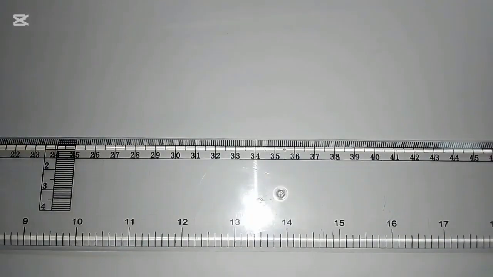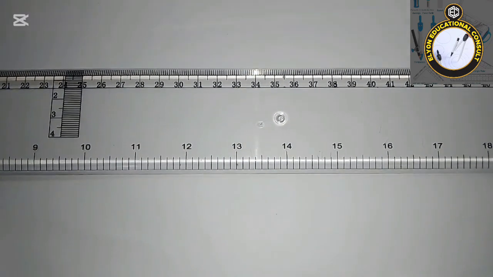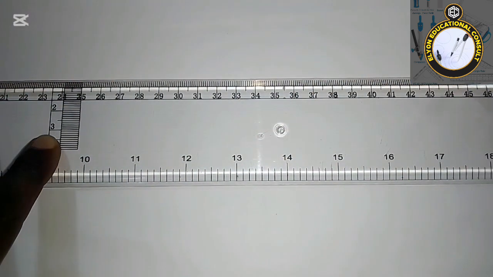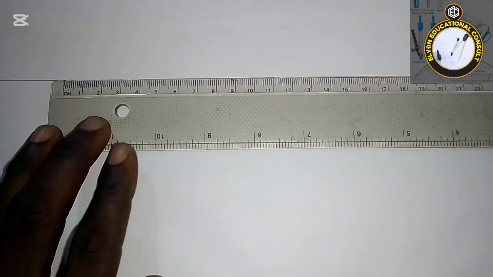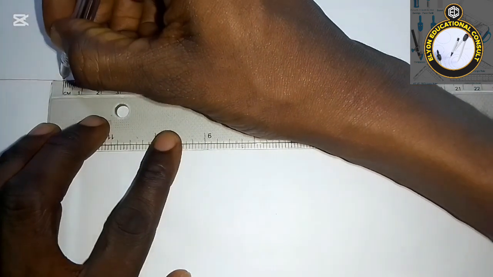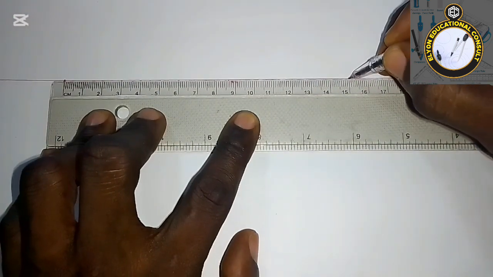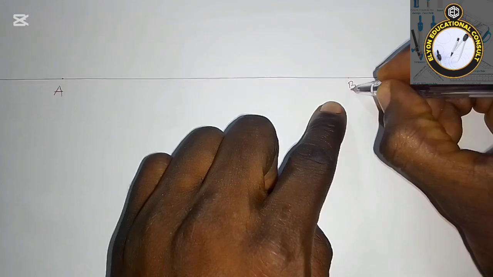So let's quickly do that. I'm going to draw a line now. Okay, that way. On that line I will measure 15. I will take a point first as my starting point A, then 15. So this will be my A, this point here, and this point here will be B.